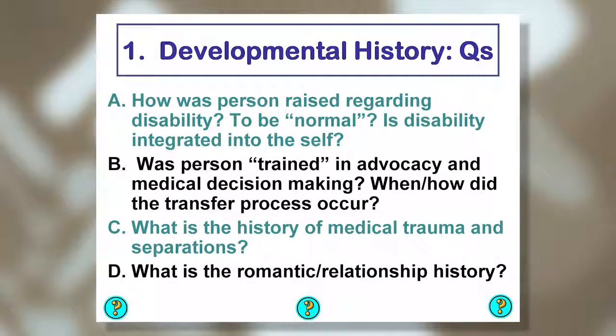A second part of how you were raised with a disability is whether you were trained in advocacy. So for example, there are a lot of laws for people with disabilities. Were you trained to ask for reasonable accommodations? Were you trained to get bus drivers to put down the lift? Were you trained in being a good advocate? In addition, were you trained in doing medical decision making? So I'll give an example.